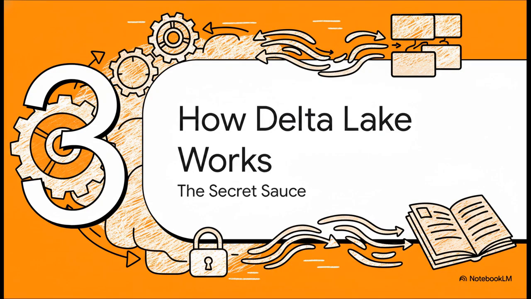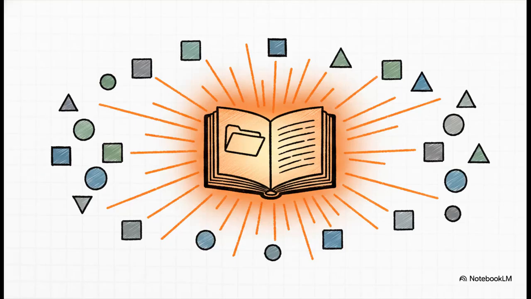But how does it actually do all that? The secret is actually pretty simple, but it's also incredibly powerful. It all comes down to one thing, the transaction log. Seriously, it's just a little folder that sits alongside your data, usually called _delta_log. But this one simple addition, it changes everything.